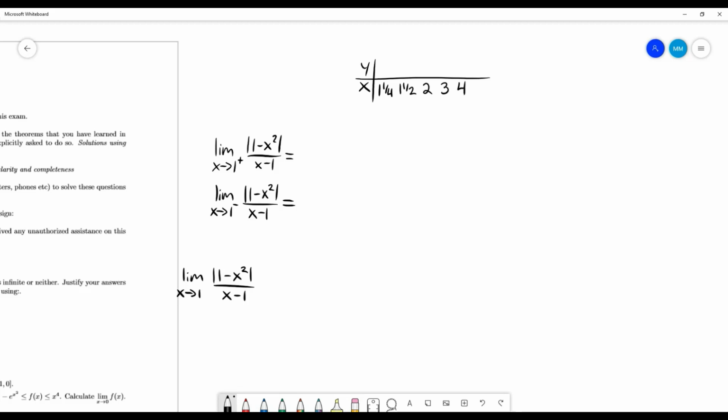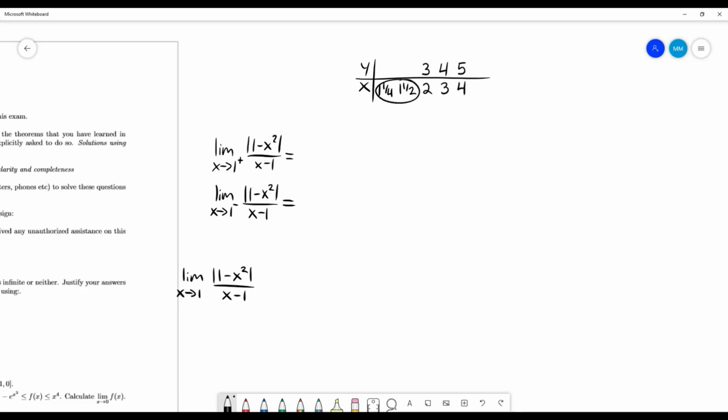So plug in that 4, that's going to be the absolute value of 1 minus 4 squared over 4 minus 1, so that's 15 over 3, which is 5. Plugging in that 3, that's going to be 1 minus 3 squared, which is 1 minus 9, or 8, over 3 minus 1, which is 2, so that is 4. Plugging in the 2, that's going to be 1 minus 4 over 1, which is 3. Okay. And so we're going at a pretty constant rate here.